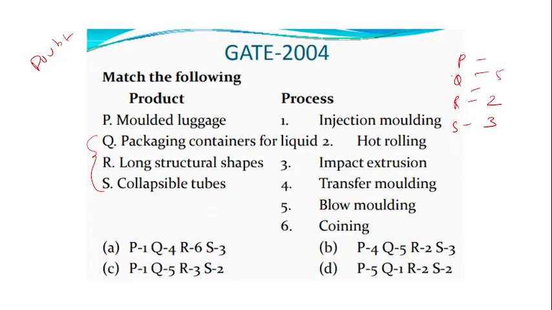Ma'am, for the collapsible tube, is it impact extrusion or indirect extrusion? Impact extrusion. Ma'am, what happens in it? See, those are your tubes which are used for toothpaste and all, that are all made by impact extrusion. We have seen all these, right? In the extrusion class. You had seen it there.